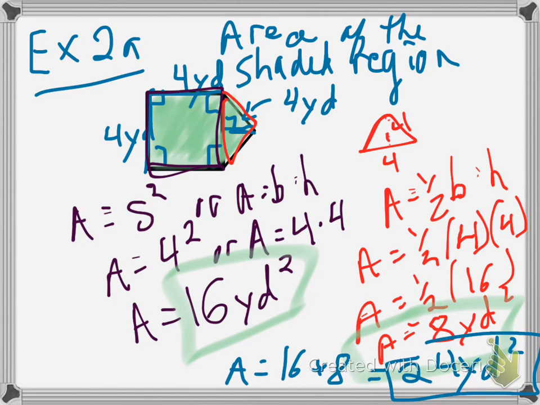All right, we're going to move ahead to another concept that's related to this. Another kind of irregular shape. We have the area of a trapezoid.